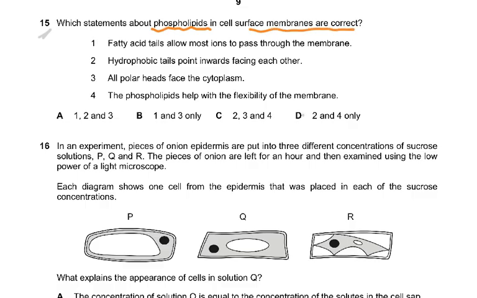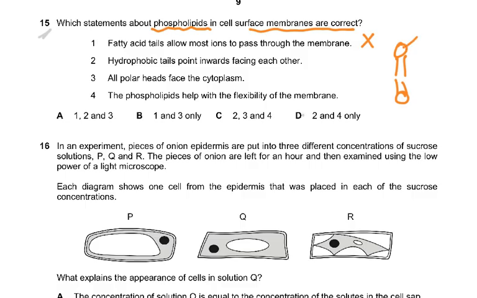Fatty acids allow most ions to pass through. No, it's a hydrophobic part. How can it allow ions to pass through it? Hydrophobic tails point inwards, facing each other. That's right, they turn inwards facing each other. That's correct. All polar heads face the cytoplasm.